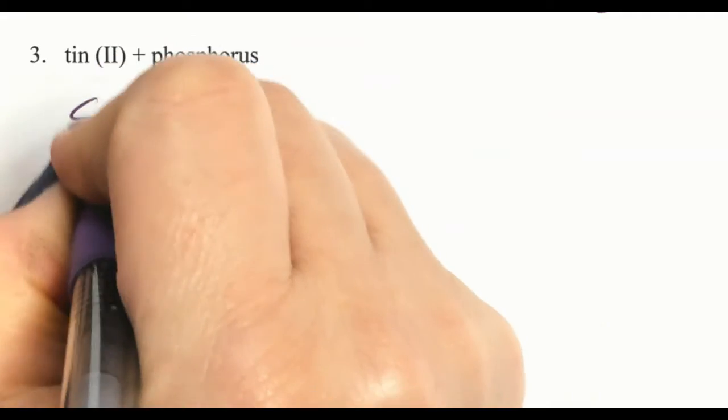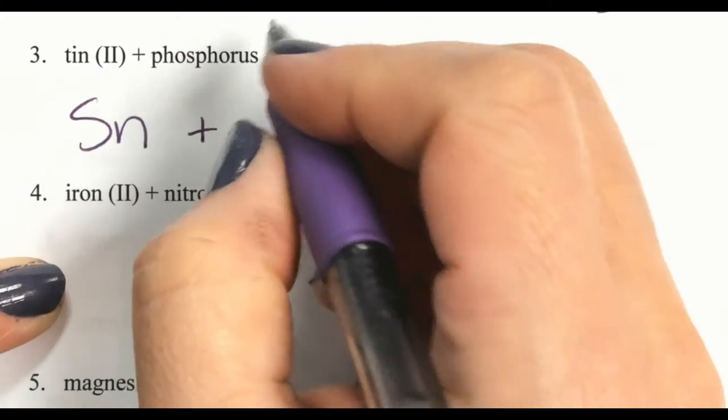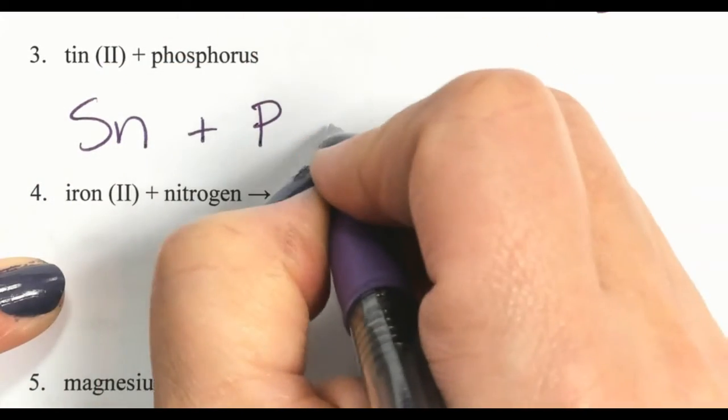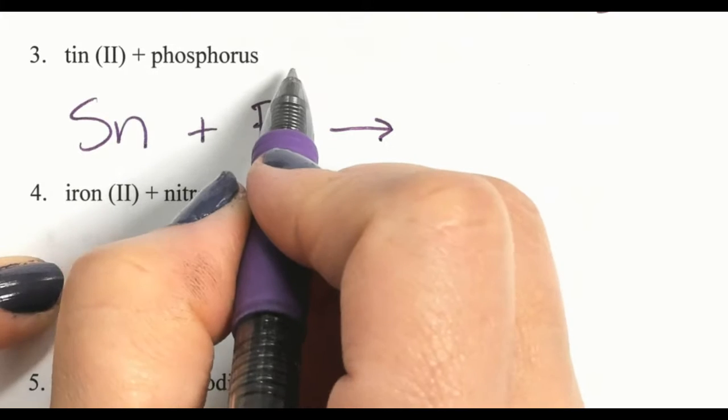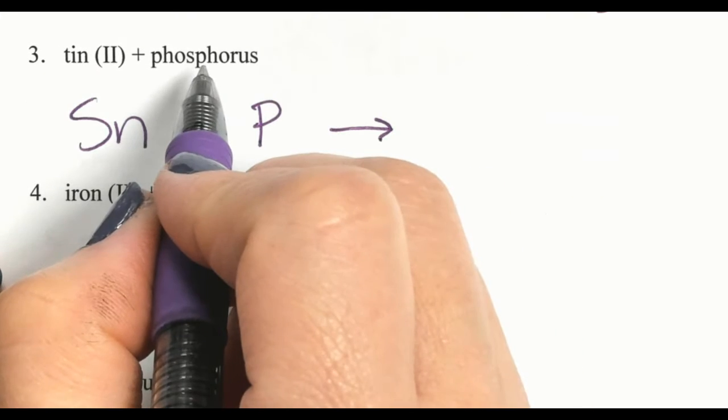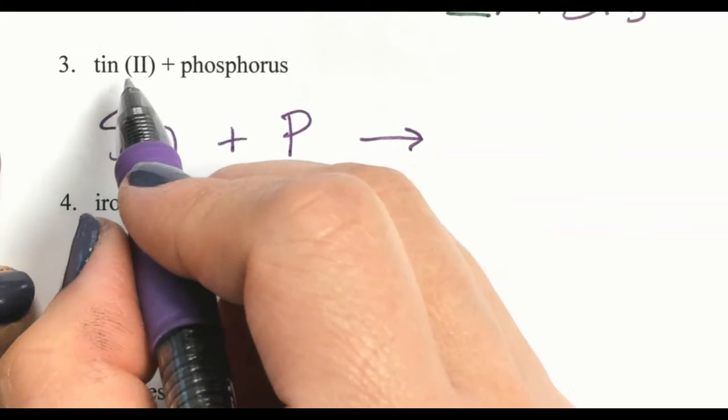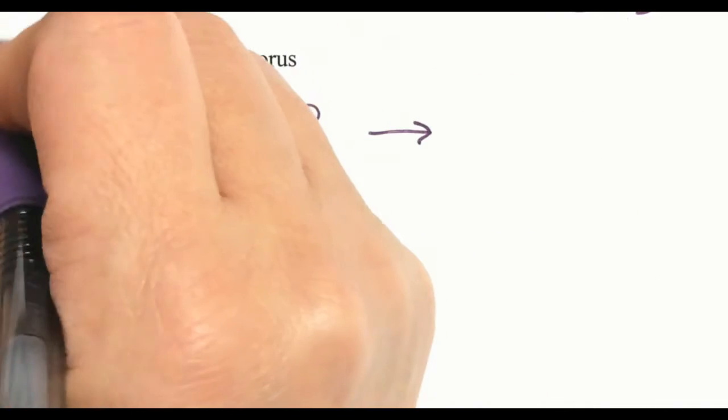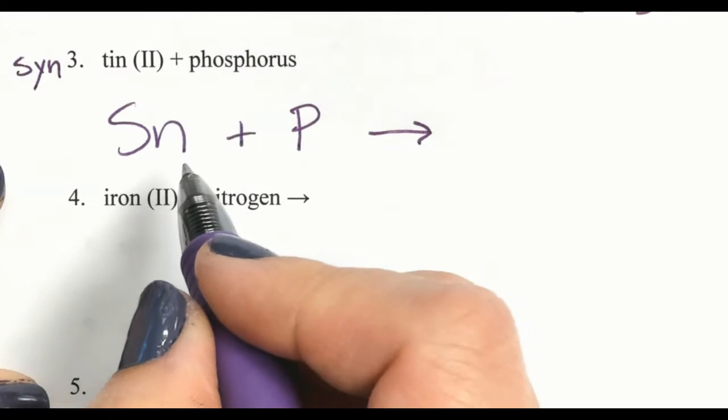So we're going to put Sn plus phosphorus is P. And then we're going to draw our yield sign, even though they didn't provide it for us. These are our reactants. So because it's a single element plus another single element, this is a synthesis reaction.